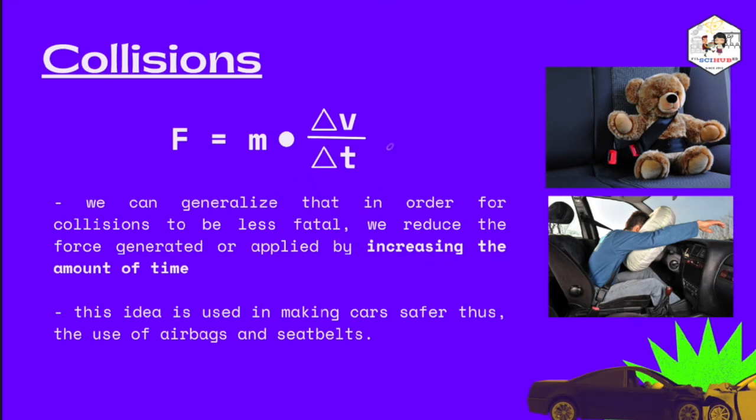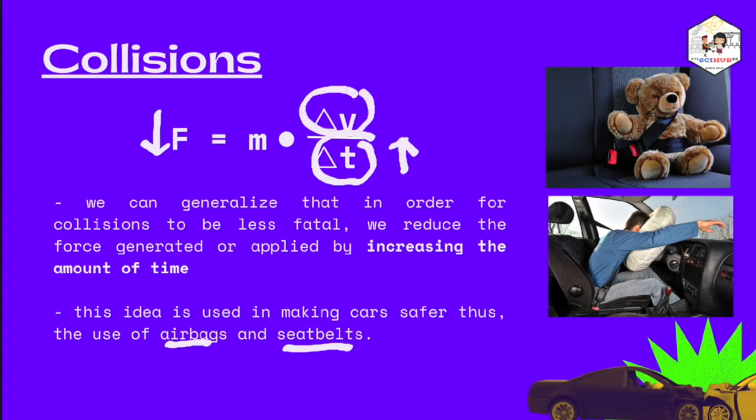So we can generalize that in order for collisions to be less fatal, we reduce the force generated or applied by, as I've mentioned earlier, increasing the amount of time. When we increase the amount of time, force decreases. This is the idea behind airbags and seatbelts. Seatbelts and airbags help in increasing the time passengers take to change their velocity or decelerate during a collision or abrupt stopping, reducing the overall force they will experience. It is also important to note that collisions of different objects will depend on the characteristics of the materials they are made of. Different objects would result in different collisions. Now, collisions will be further discussed in a different learning guide to be posted next week.